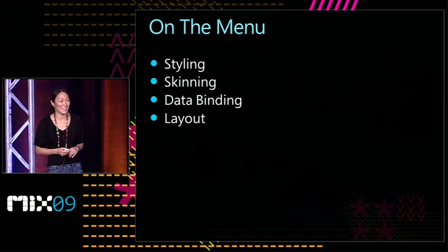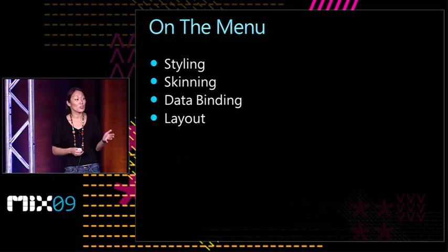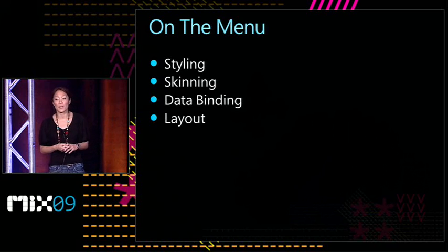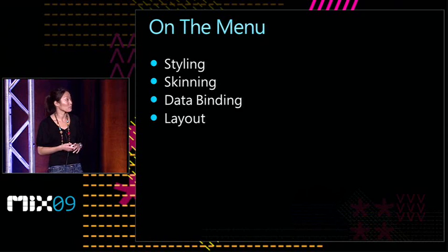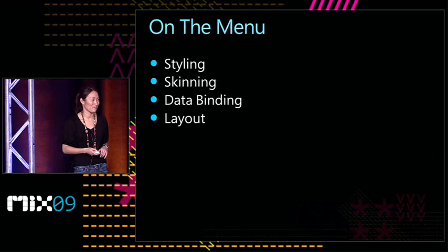Concretely, what does that mean? Well, we'll talk about how you can customize existing controls and how you'll do that through either styling or skinning. We'll also look at data binding and how it plays with controls and what the new features we added in Silverlight 3 are. And finally, we'll look at the power of layout and how you can create custom panels that really highlight the controls in your application.